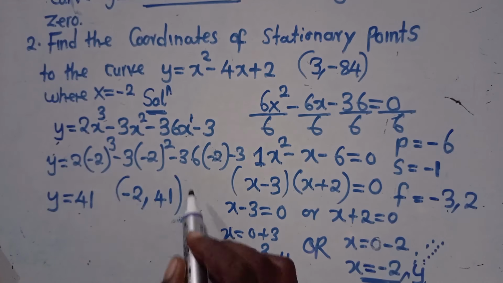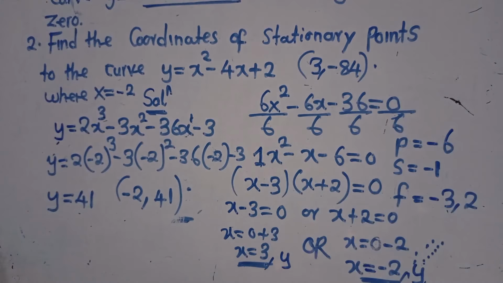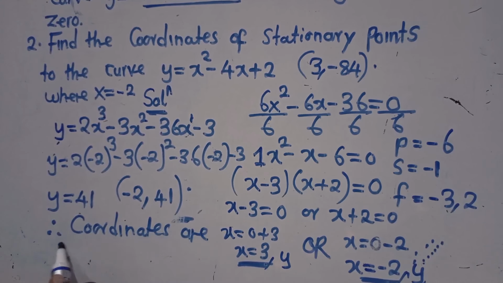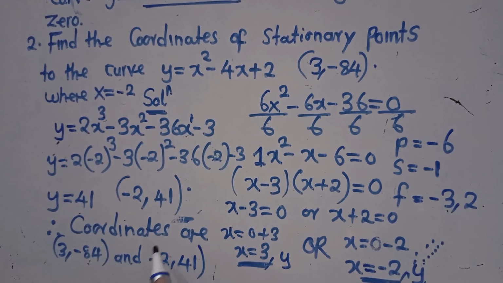These are the coordinates, this one and that one, where you conclude and say that therefore the coordinates of the points are 3, negative 84 and negative 2, 41. These are the coordinates of the points. This is what you are supposed to do. This is what you need to get and understand. We are done with the first question. We now move on to question 2.